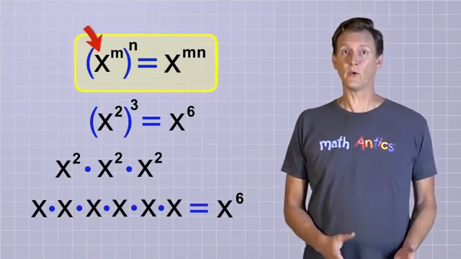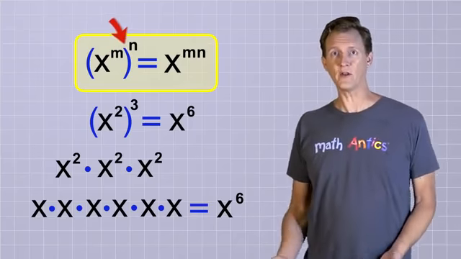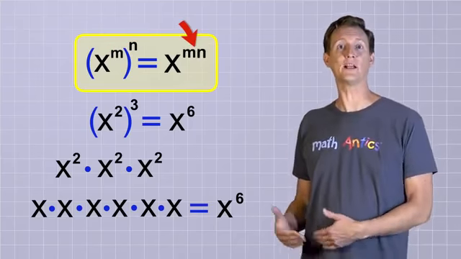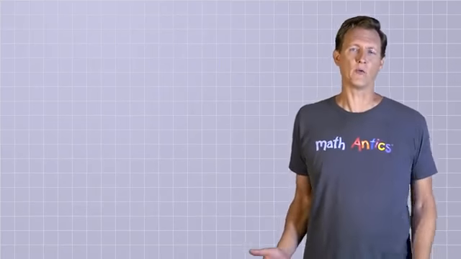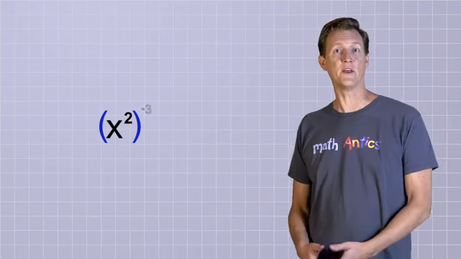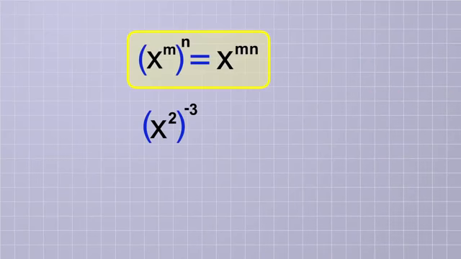If you have a number raised to a power, and that's all raised to another power, you can just multiply the two exponents together to simplify it. And it works for negative exponents too. Like what if we had x squared raised to the negative 3rd power? Well, our law tells us that that's the same as x to the power of 2 times negative 3, which is x to the negative 6th.